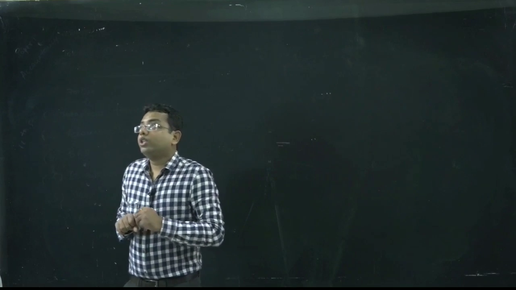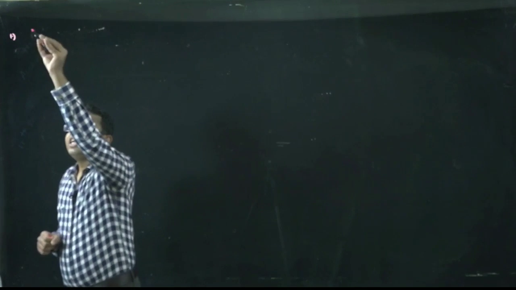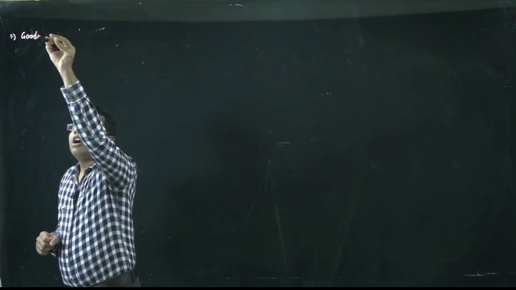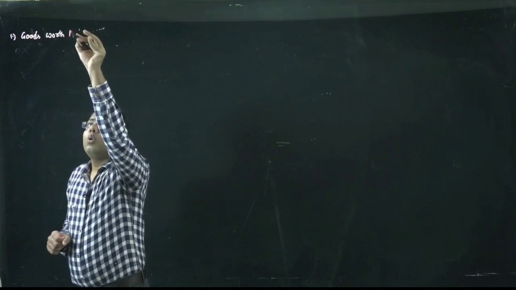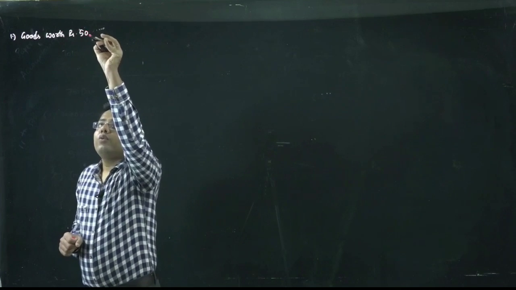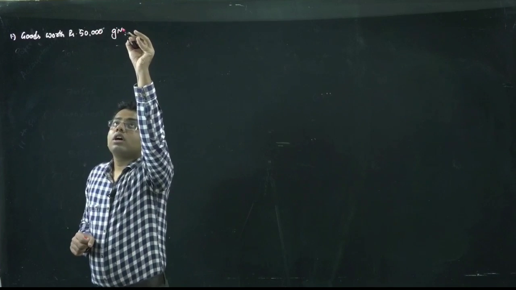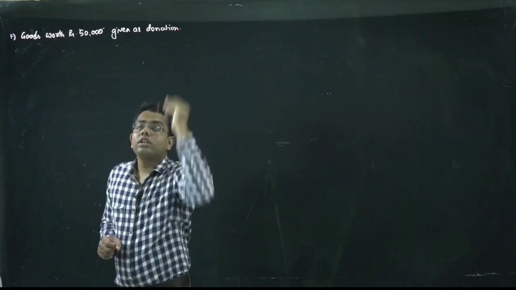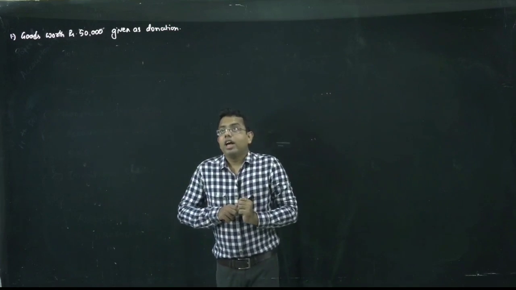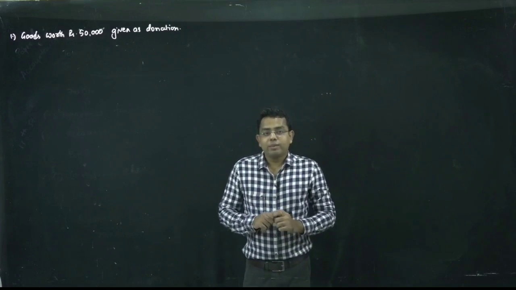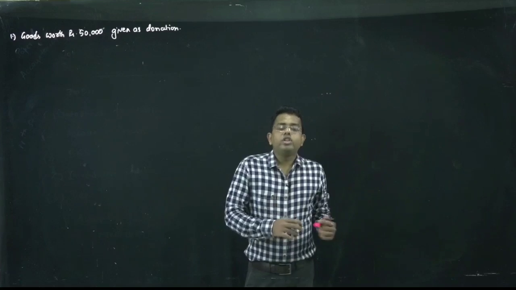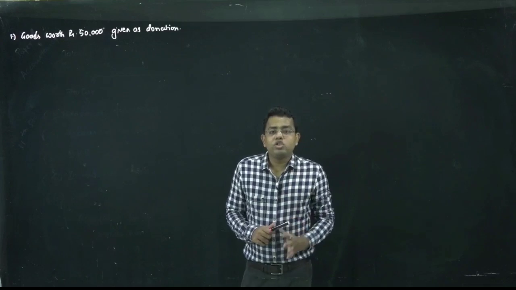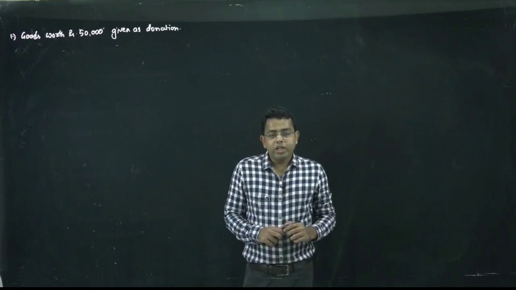I am giving you one question, or you can say one query, that goods worth rupees 50,000 given as donation. Yes, say for example, I am a furniture dealer. And I am giving furniture worth rupees 50,000 to a library. Yes, can you tell me the journal entry for this? Can you tell me the journal entries?